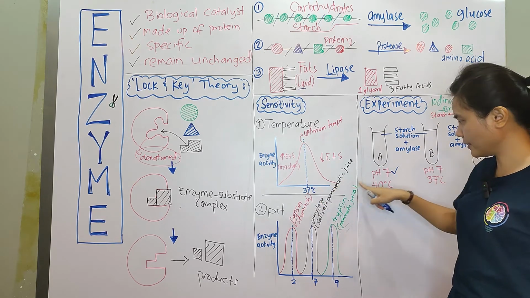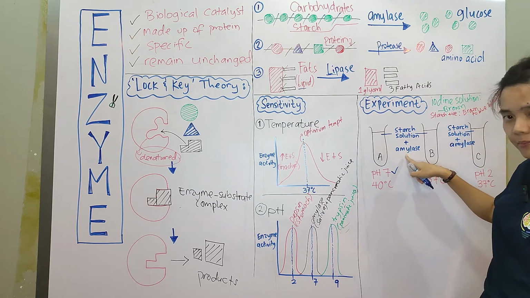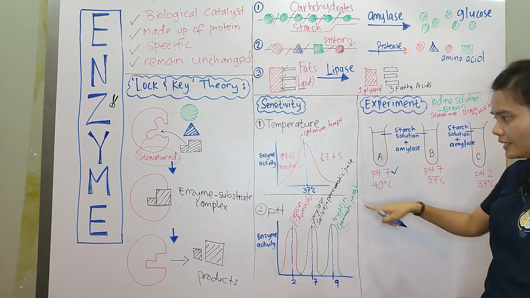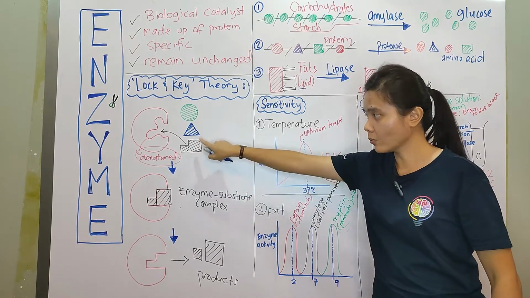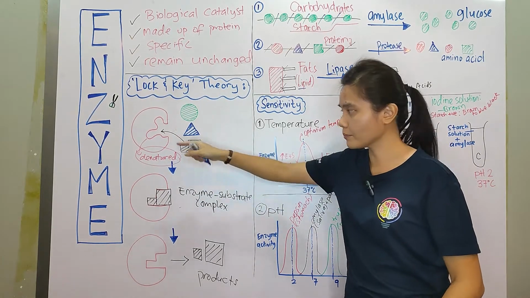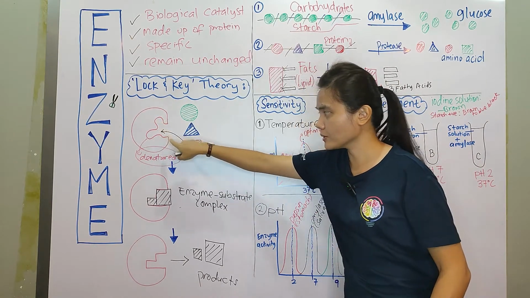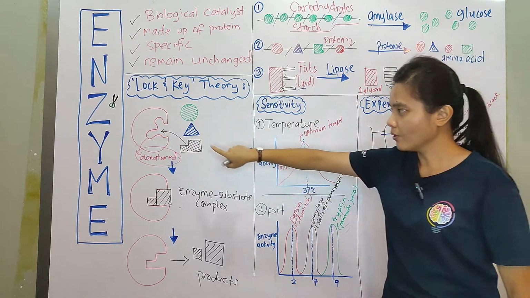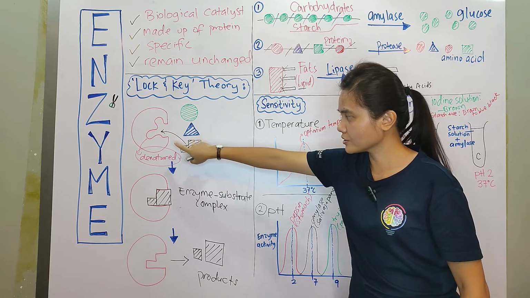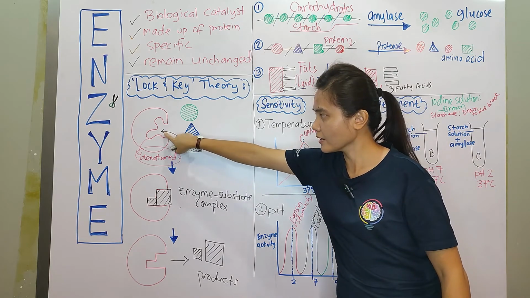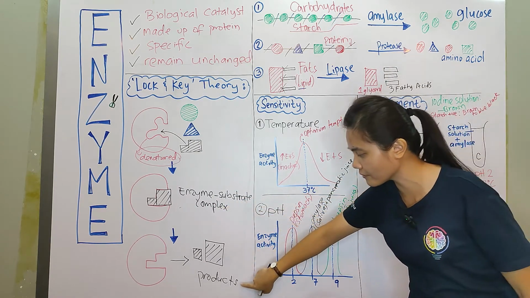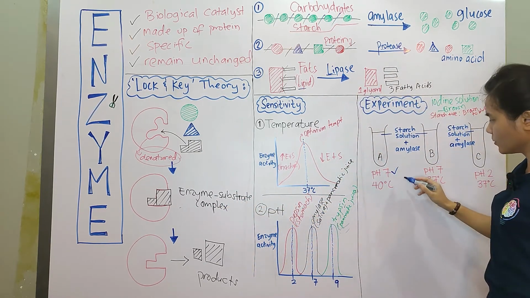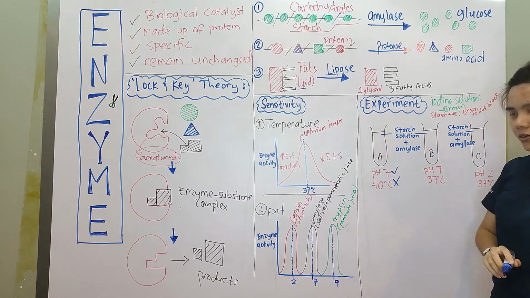So what will happen to the enzyme, to the amylase, when it is 40 degrees? The enzyme will be denatured. Why denatured? Because of the hot temperature, this active site will change its shape. What happens when it changes its shape? Substrate cannot bind to the active site. So there will be no enzyme substrate complex, therefore no product. So you just put a cross here.